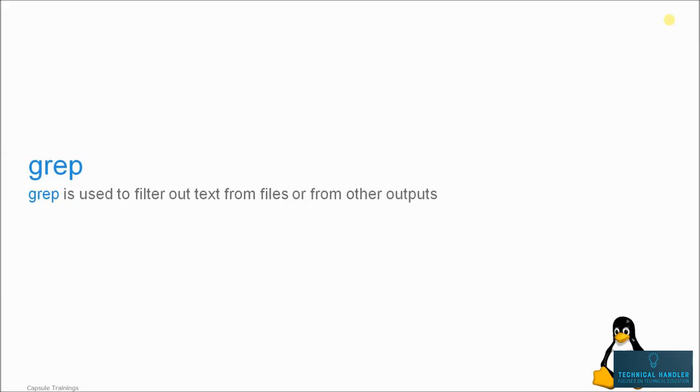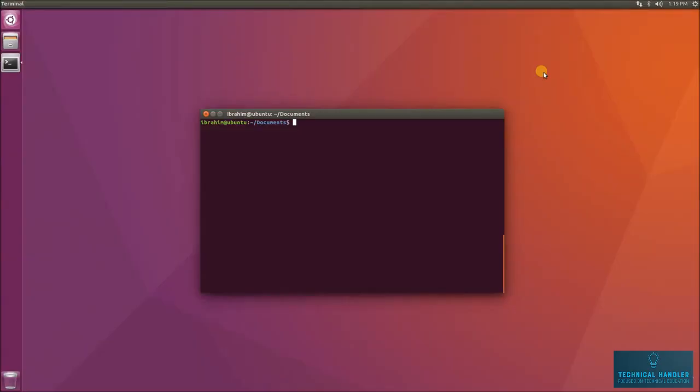In this lesson, we're going to cover the command grep. Now, grep is an extremely useful command and it comes in handy lots and lots of times, and it is mainly used to filter out text from files or from other outputs. To show you what I mean, let's head over to the terminal and take an example.